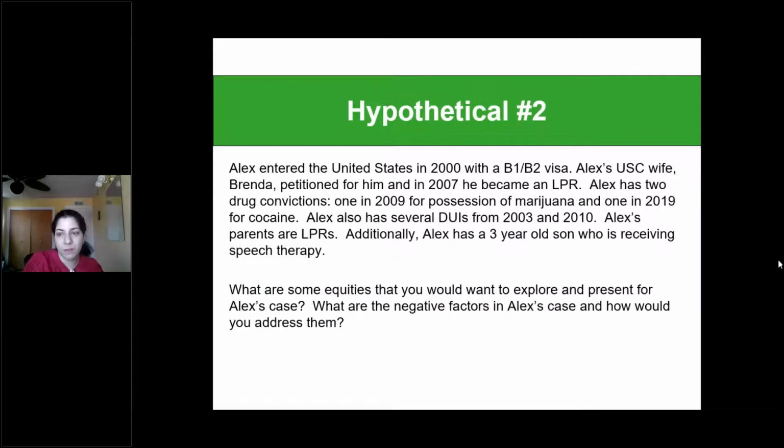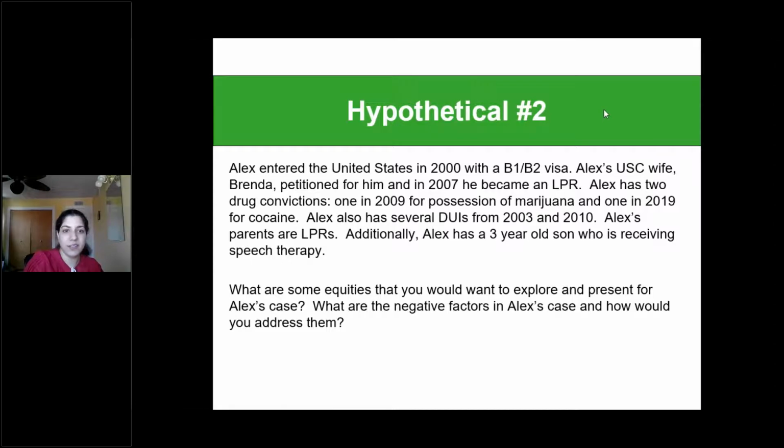Okay, so we're moving on to another hypothetical. Alex here entered the US in 2000 with a B1, B2 visa. His wife petitioned for him and he became an LPR in 2007. He has a possession of marijuana and a possession of cocaine. He has several DUIs. His parents are LPRs. He has a 3-year-old son who is in speech therapy.